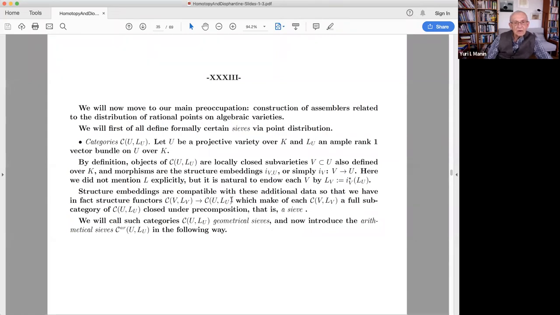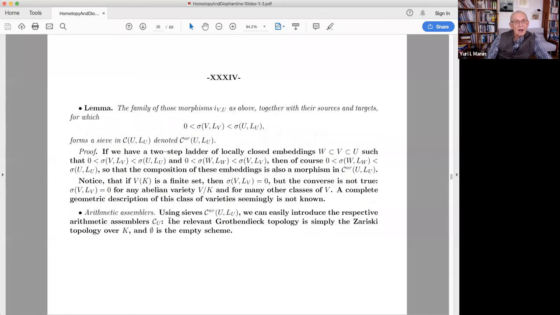So we have structure functors that make each of these a full subcategory under precomposition. And that means that it is a sieve. And I will call such categories geometrical sieves because I did not yet consider distribution of rational points. And now I introduce the arithmetical sieves. The family of those morphisms as above, together with their sources and targets, for which the convergence boundary for the smaller variety is smaller than the convergence boundary for the larger variety, they form a sieve. And it is our first arithmetical sieve for U and L_U.